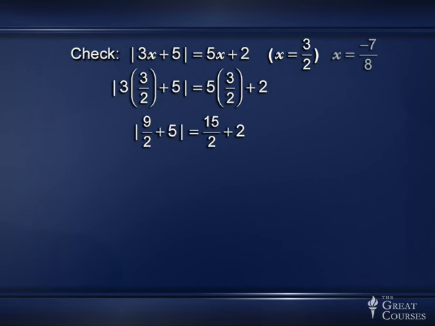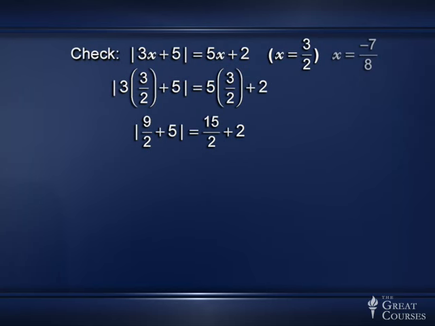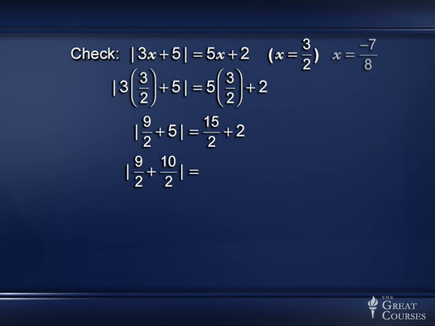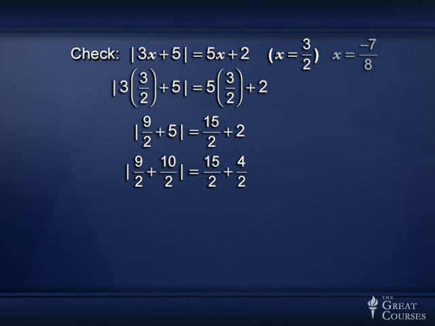And now I need to get a common denominator, which is not a problem. That's just going to be a 2 all the way through. And the left-hand side becomes absolute value of 9 halves plus 10 halves, and that equals the right-hand side, which is 15 halves plus 4 halves.